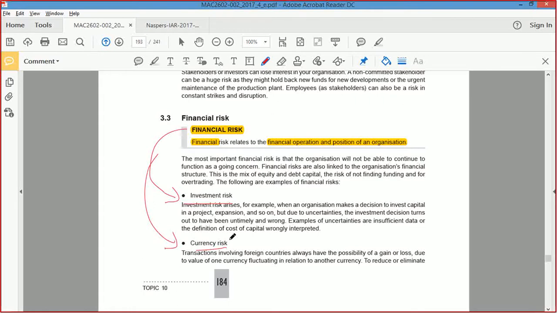Then you've got financial risk. Financial, the key word is financial. So this is looking at, do we have sufficient resources within the business? Or what risks will affect our resources? And financial can be split into different ones: investment risk, currency risk. Do you see how you're getting subcategories to categories? Yes, sir.